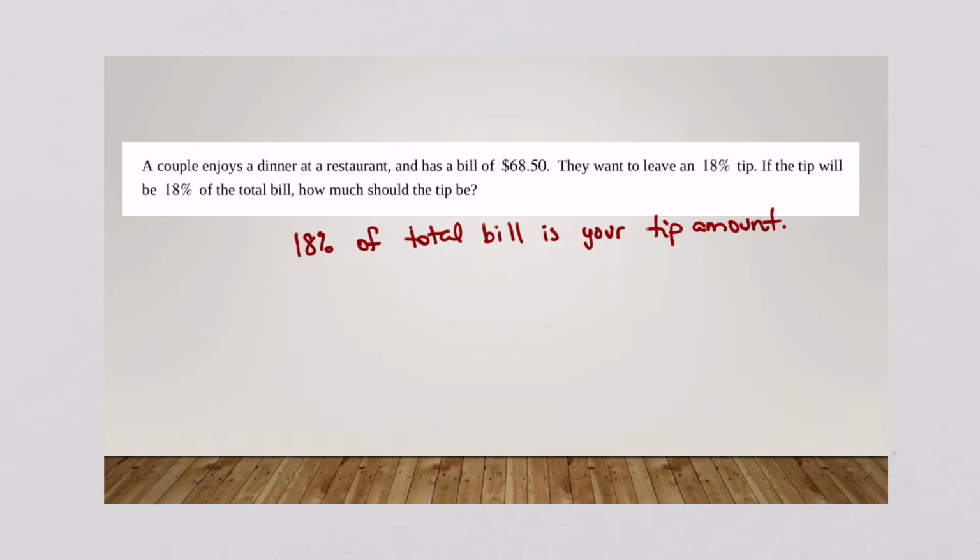So 18% can be written as 0.18. Of means multiply your total bill, which is $68.50, means equals my tip amount. So on my calculator, I'm going to type in 0.18 times $68.50. And I get $12.33 is my tip.